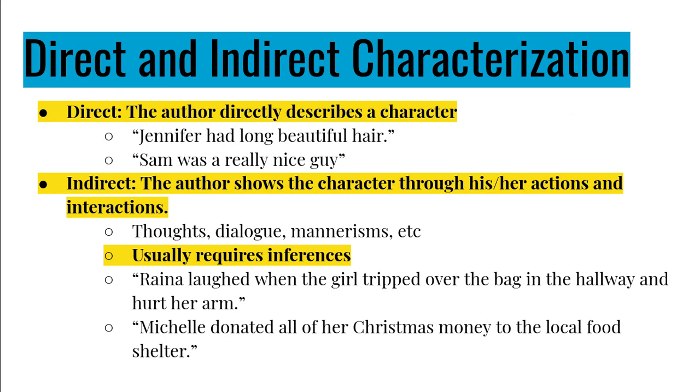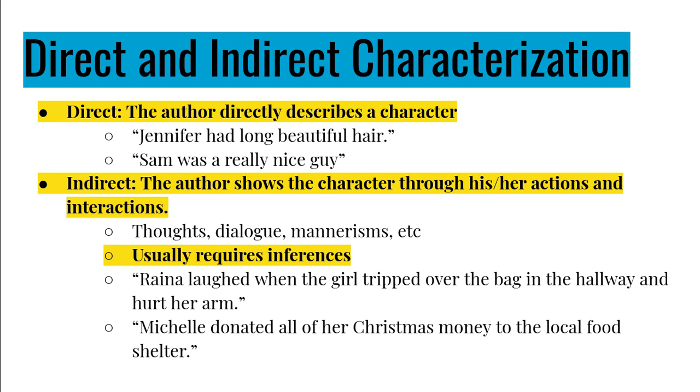So Jennifer had long, beautiful hair. Sam was a really nice guy. We see it, they tell us right there. That's a direct description. Indirect is when the author shows us something about the character through their actions, their interactions, their dialogue. This is stuff that requires you to make an inference. That means they don't give you all the information, but you can figure it out based on what they give you.